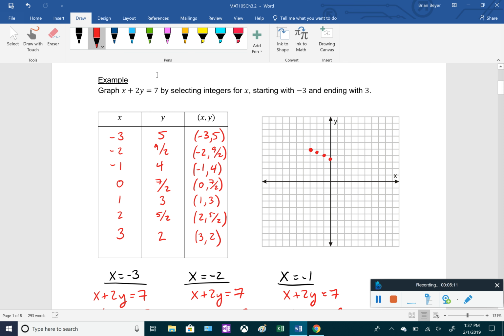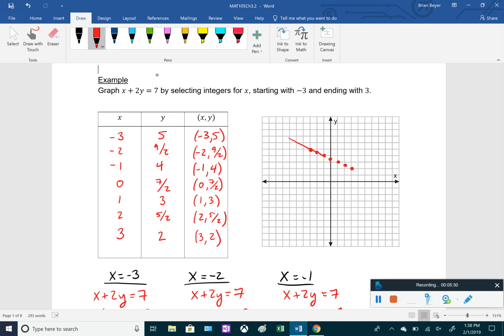And for the next one, 1, comma 3 is here. 2, comma 5 over 2. 5 over 2 is 2.5. And last one, 3, comma 2. So we can verify that we did it correctly because they're all in a straight line. None of them are out of that line.